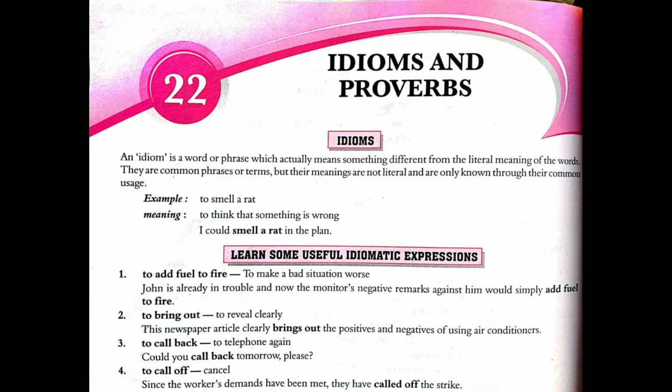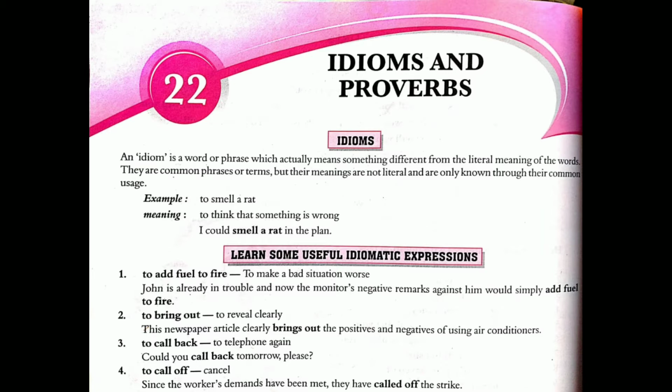An idiom is a word or a phrase which actually means something different from the literal meaning of the words. What do we mean by literal meaning? The meaning you get when you go to the dictionary will be different, but we use those statements in our language, and the meaning is different from what comes from the dictionary.